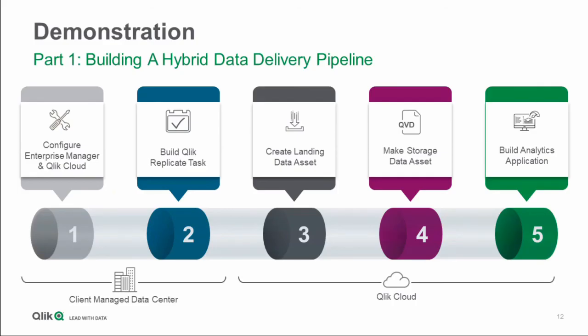So we've reached the last step in our data pipeline. We configured Enterprise Manager to talk to Qlik Cloud. We've built our replicate task that delivers the data from our on-premise system to an AWS bucket. We've created a landing asset that will control our replicate task. We've associated a storage asset with that landing asset, and that fetches the data from AWS and turns it into active QVDs. And the final step is to build our analytics application.